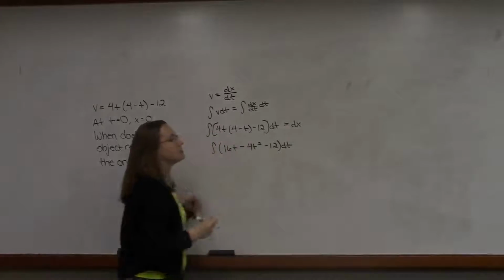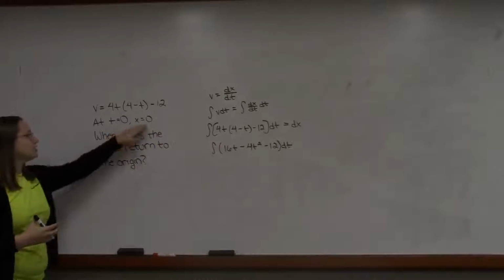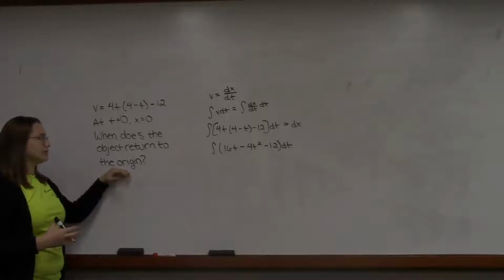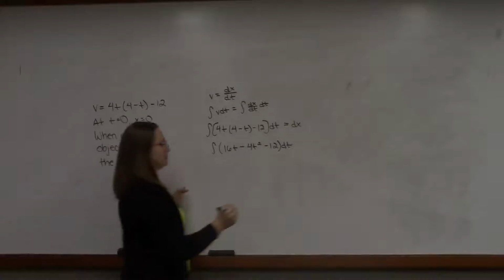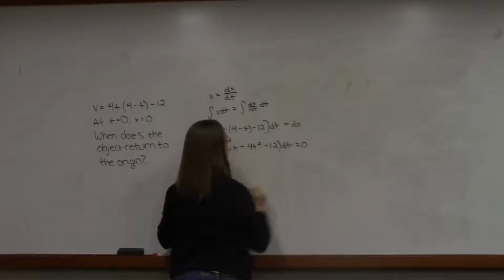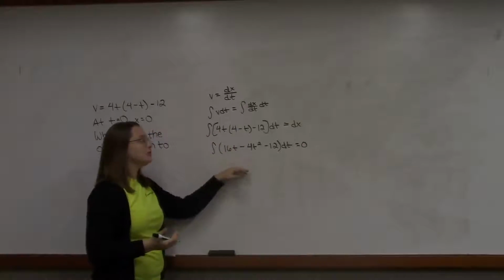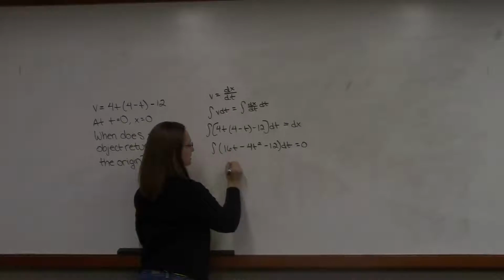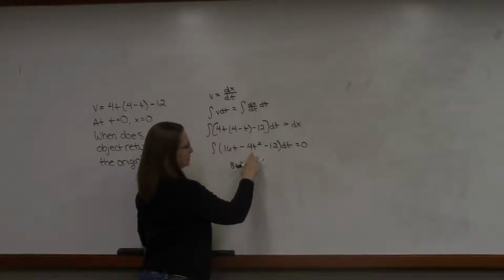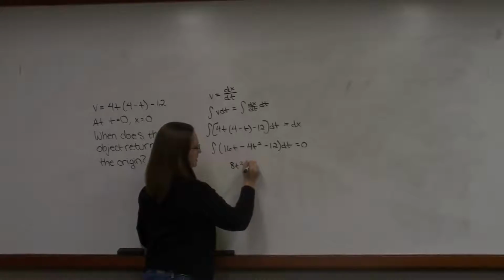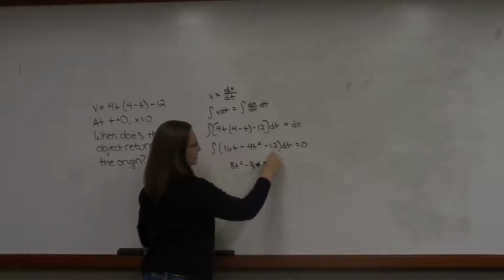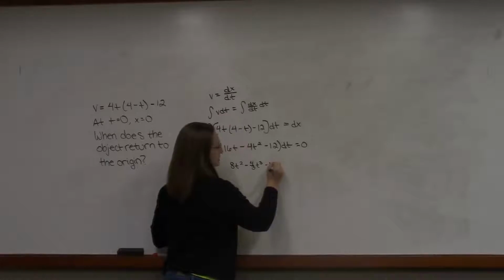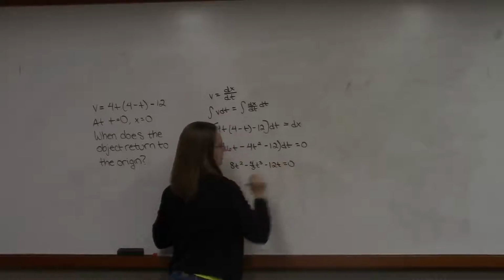Our dx is our change in x. But if we're starting at the origin and we want to return to the origin, our dx is going to be 0. So now we just have to do this integral. The integral of 16t with respect to t gives us 8t squared. Negative 4t squared integrated gives us a negative 4/3 t cubed. And our negative 12 integrated with respect to t gives us a negative 12t, all equal to 0.